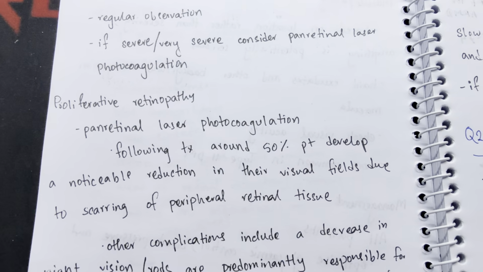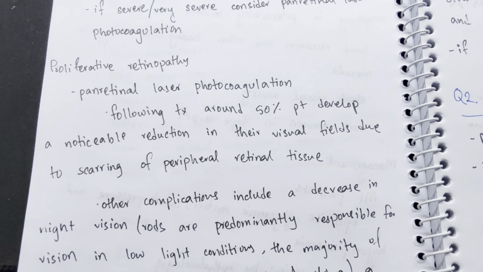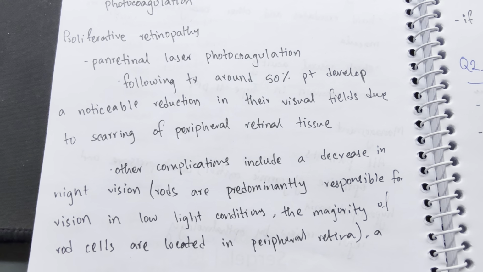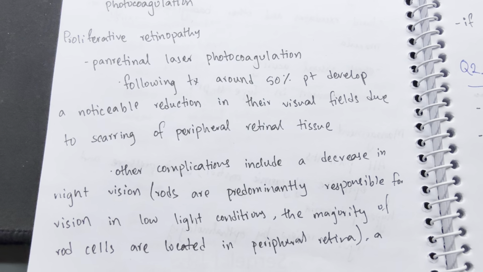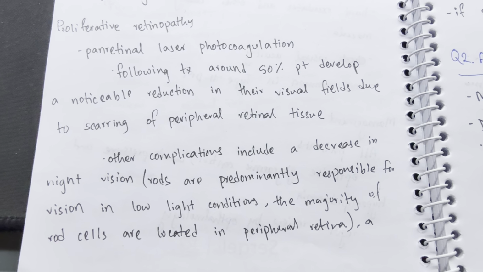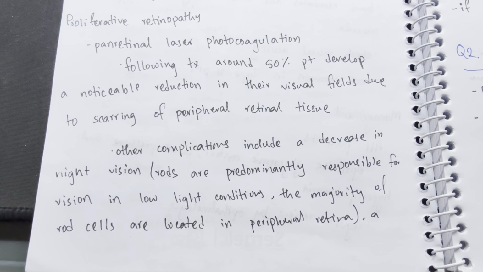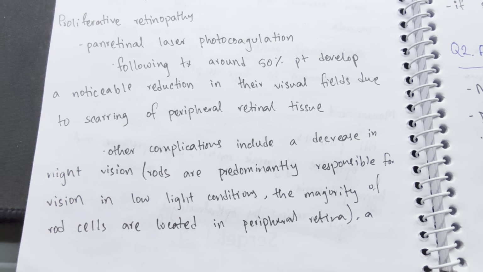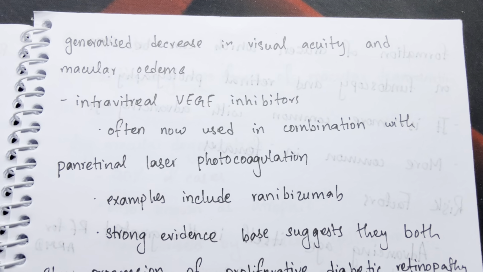In proliferative retinopathy, panretinal laser photocoagulation. Following treatment, around 50% patients develop a noticeable reduction in their visual fields due to scarring of peripheral retinal tissue. Other complications include a decrease in night vision, that is, rods are predominantly responsible for vision in low light conditions. The majority of rod cells are located in peripheral retina. A generalized decrease in visual acuity and macular edema.